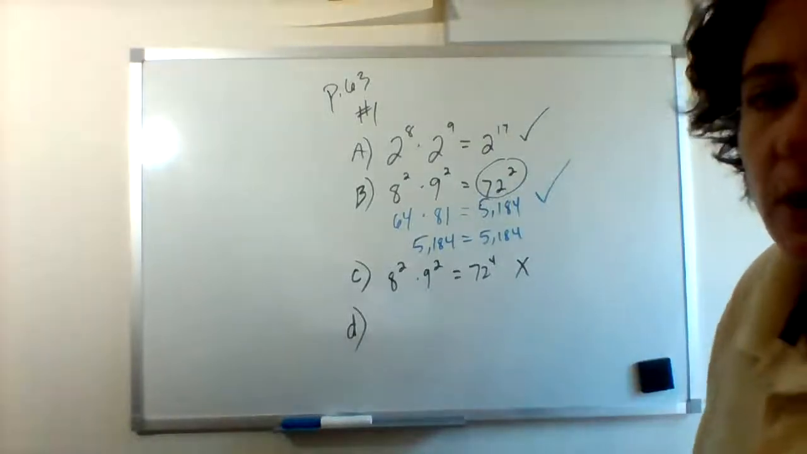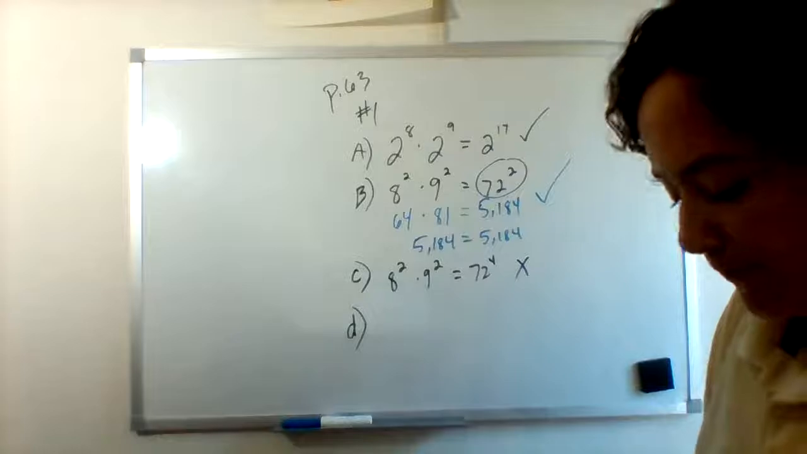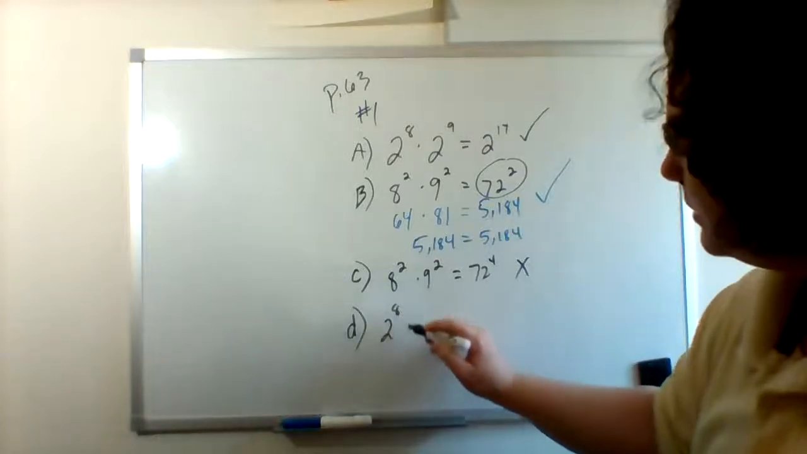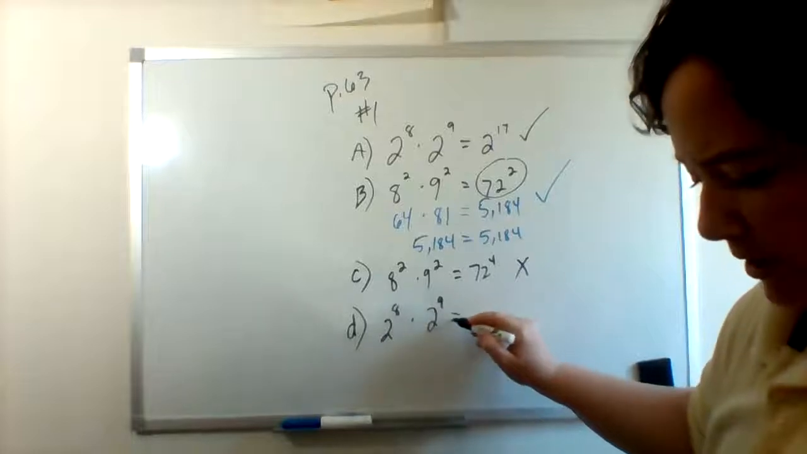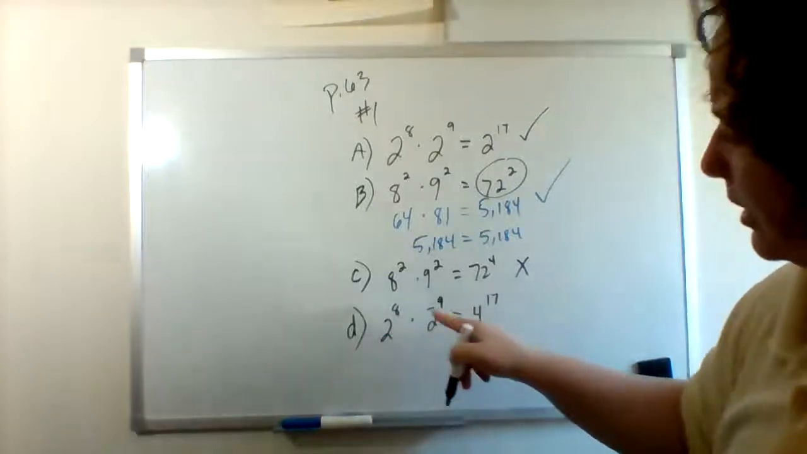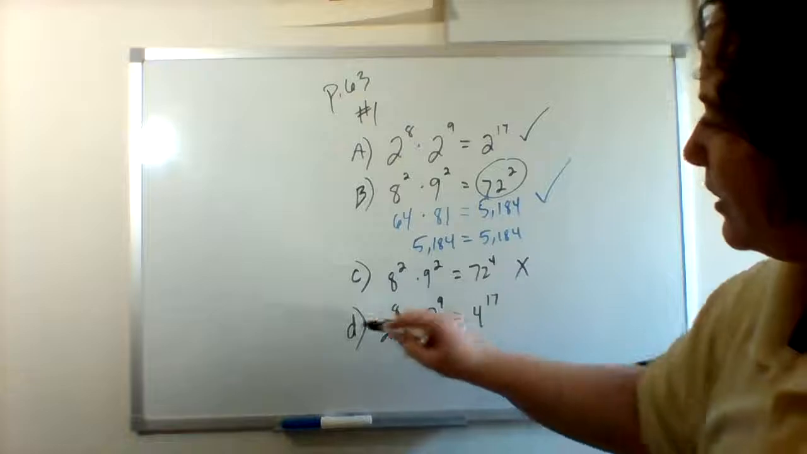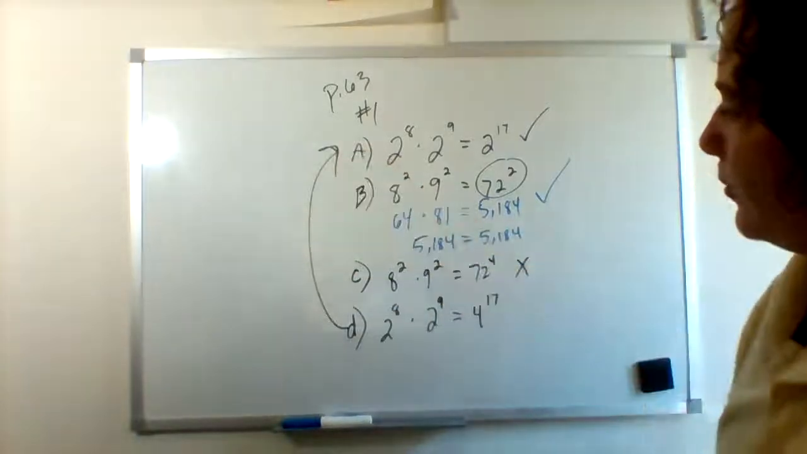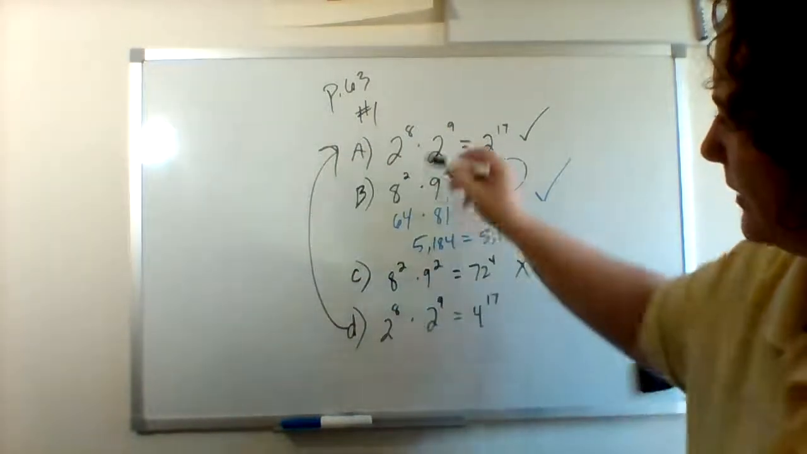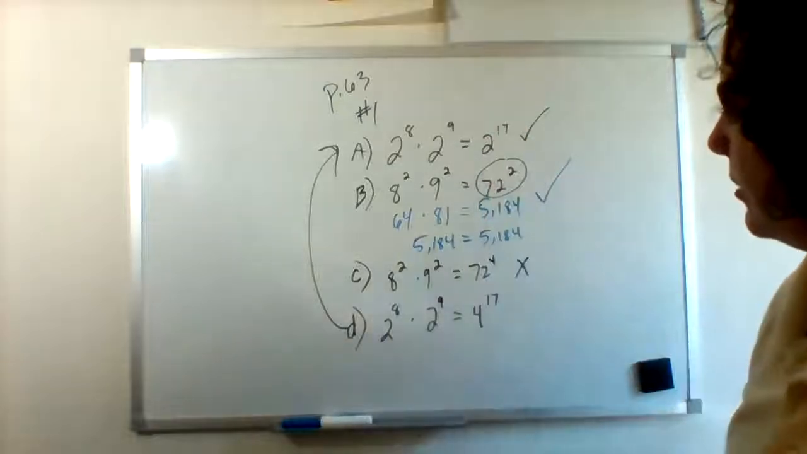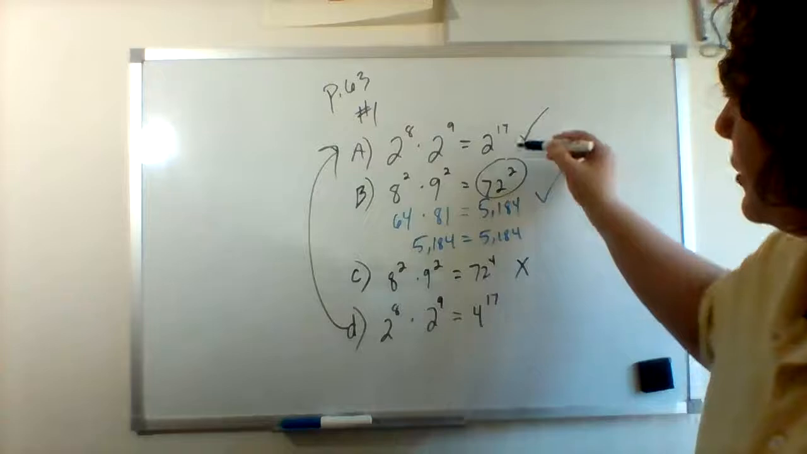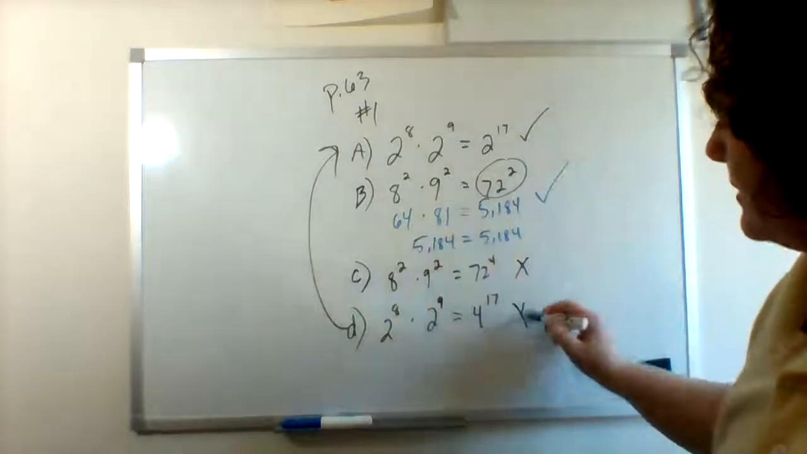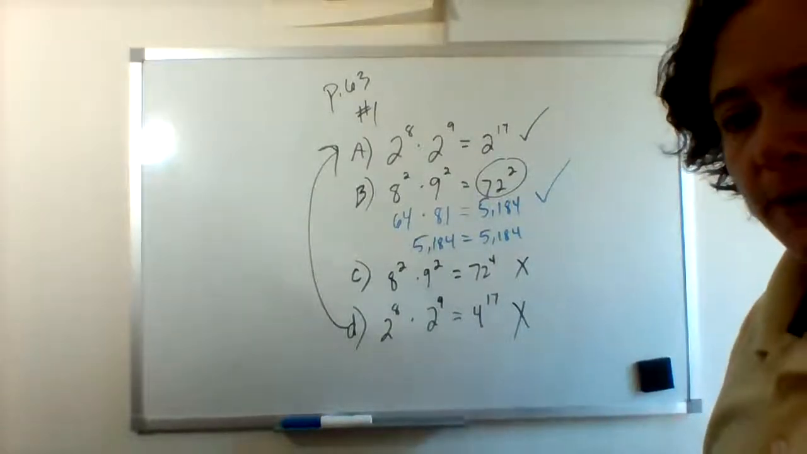That's just a matter of paying attention to your answer choices. Let's take a look at this one. 2 to the 8th times 2 to the 9th equals 4 to the 17th. Now they're doing it again to you. This one looks a lot like that one. 2 to the 8th, 2 to the 8th, times 2 to the 9th, 2 to the 9th. We already proved that this one was true. So if this one is true, this one has to be false, okay?